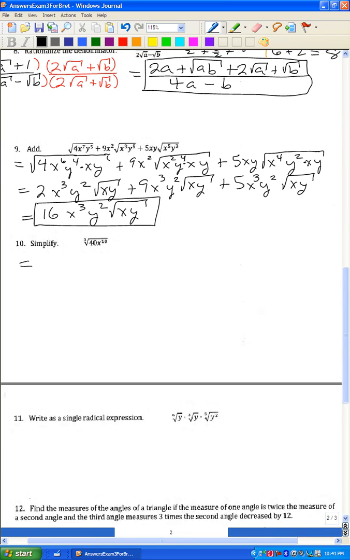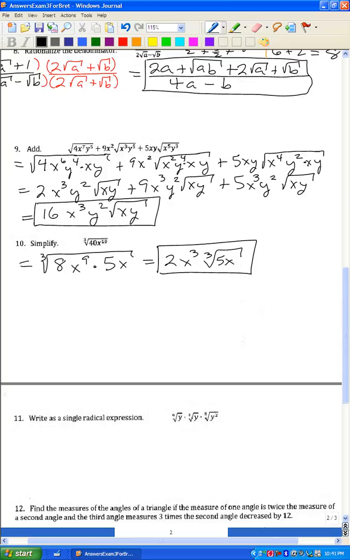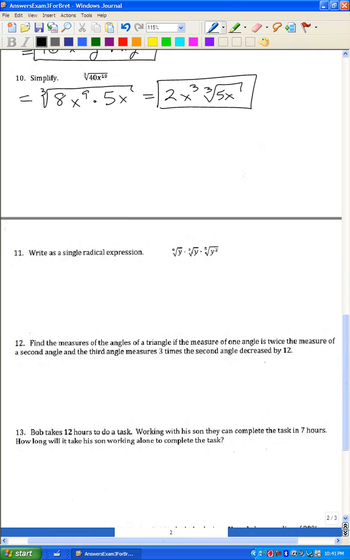Let me write 40 as 8 times 5, x to the 10 is x to the 9 times x. The cube root of 8 is 2. Cube root of x to the 9 is x cubed. You can't do anything with 5x, so you're done. Let me do problem number 11.